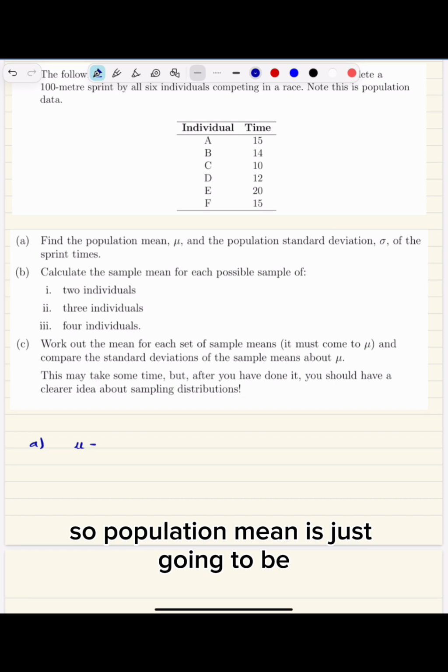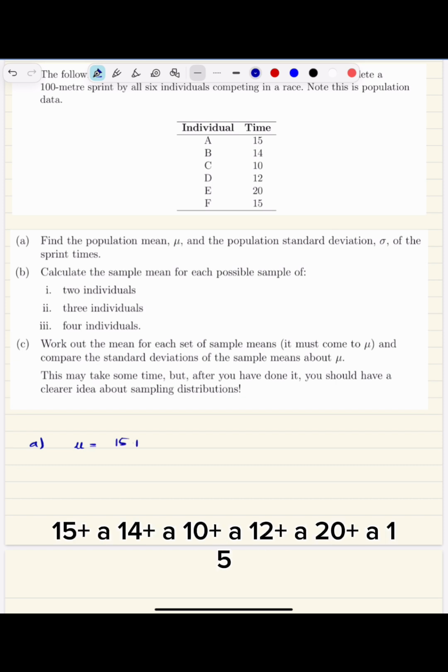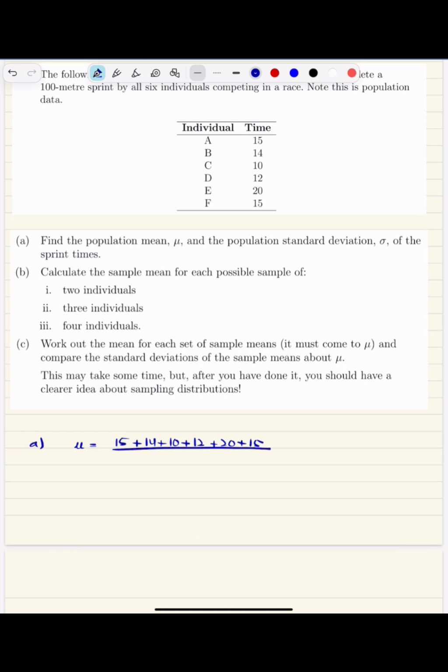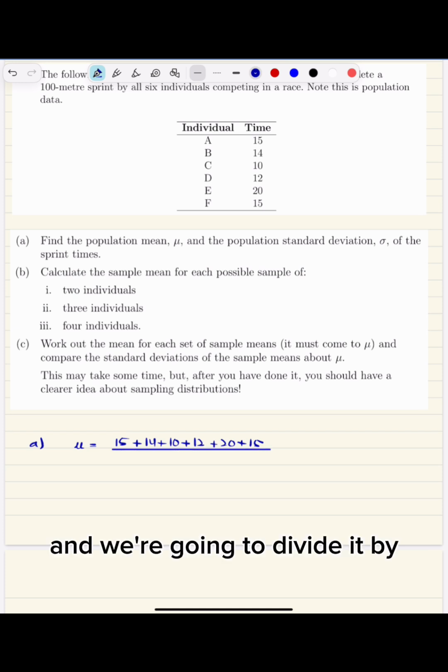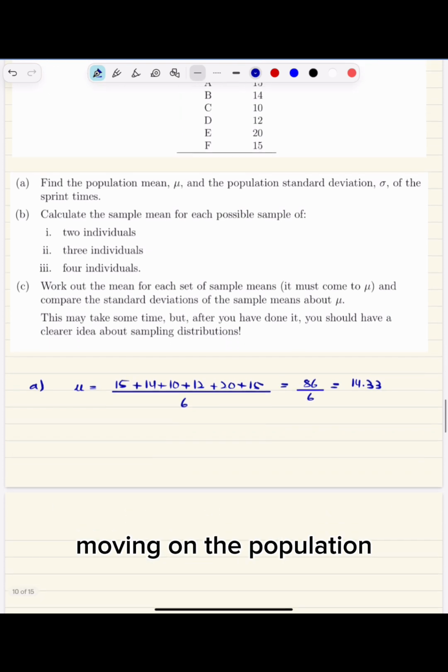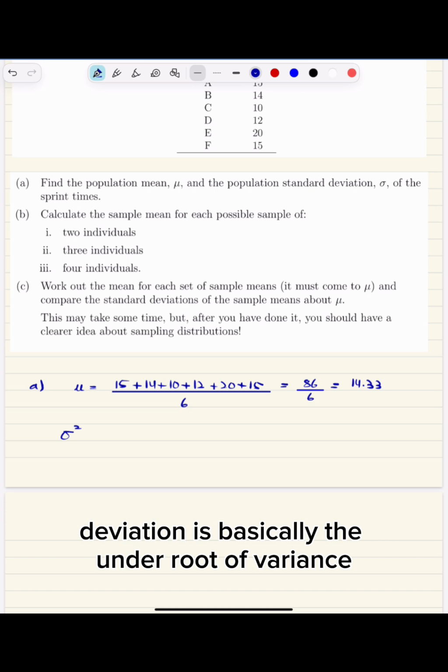So the population mean is just going to be 15 plus 14 plus 10 plus 12 plus 20 plus 15. So we've added all the values and we're going to divide it by the total number of observations, which was 6. So we'll get 86 by 6, which is 14.33. Moving on. The population standard deviation is basically the square root of variance.